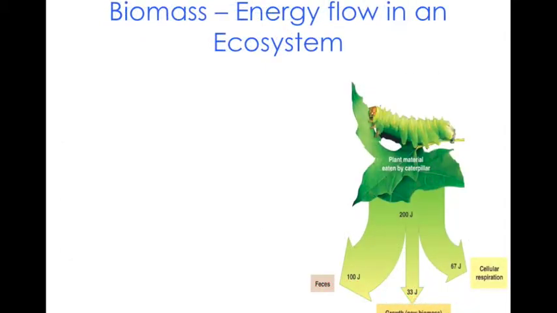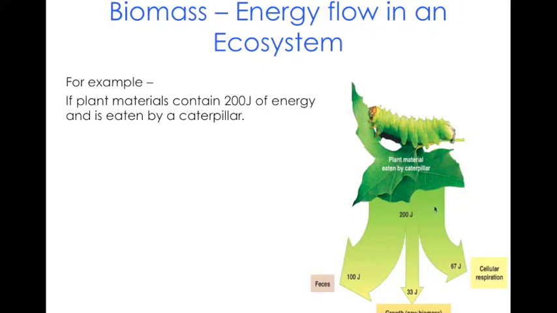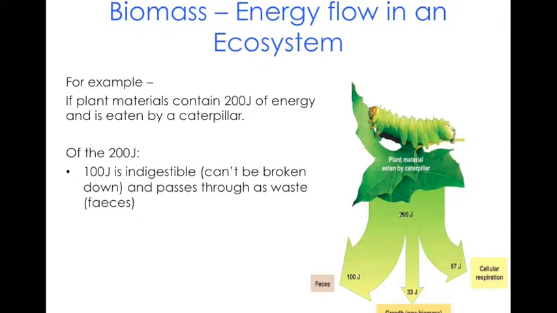Now, let's go with an example. Suppose we have plant material that's being eaten by a caterpillar. If we say that there is 200 joules of energy in that plant, that one leaf that the caterpillar has eaten, of the 200 joules, we can assume that about 100 joules of it, half of it, is indigestible. It's parts of the plant that the caterpillar can't actually digest, and so it gets passed out as waste in feces, right?